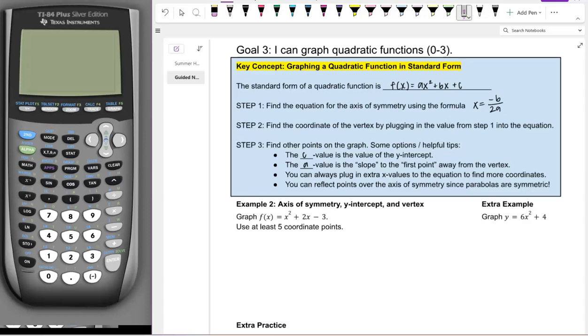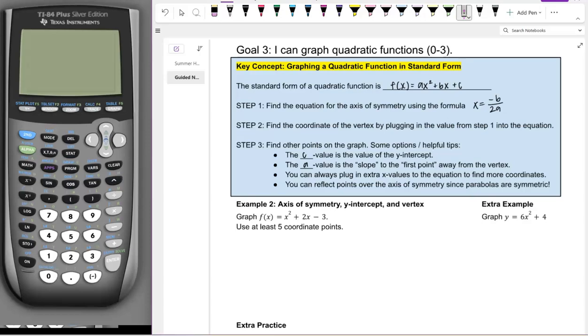Step 3 is to find some other points on the graph. Some options and helpful tips are that the c value is always going to be equal to the y-intercept, because when you plug in 0 for x, both of the first two terms with variables will cancel, and you'll end up with just c. So c is the y-intercept. The a value is kind of like the slope. I put that in quotes because it's not linear, so it doesn't have a constant slope. But you can kind of think of it as the slope to the first point away from the vertex.